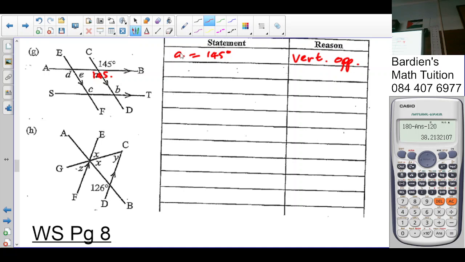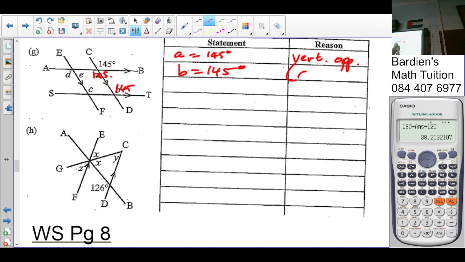Can you all see the corresponding? So I could have either said corresponding angles, or alternate angles. Both could give me the correct answer. But since we're busy with alternate angles, I'm going to write down alternate. But as I said, both are correct. There's the Z. So that's 145. So B is equal to 145.